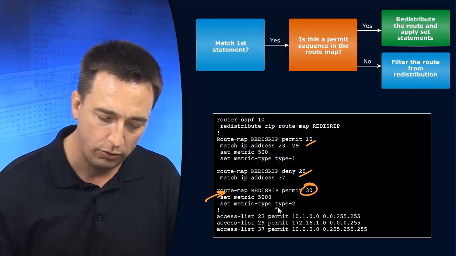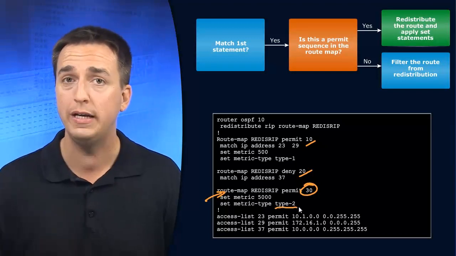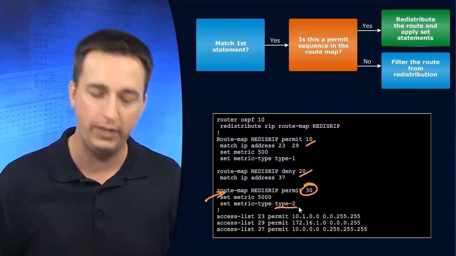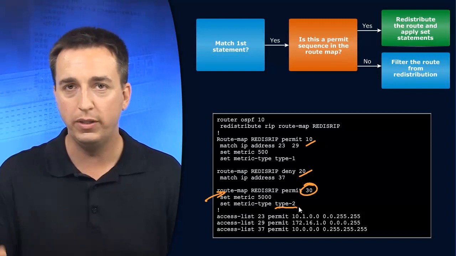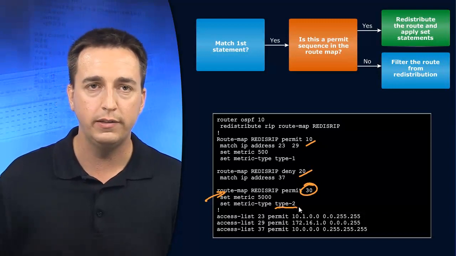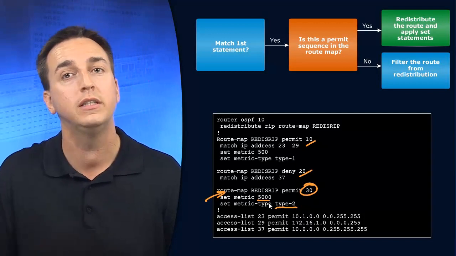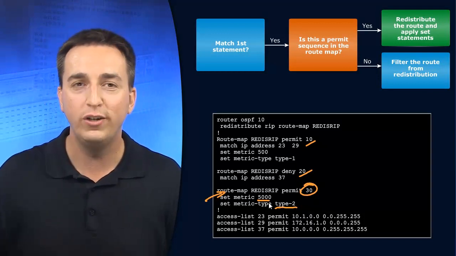Did we have to do type 2 here? No, we didn't, because that is the default for redistribution into OSPF. It will be type 2. So that wasn't necessary, but they put it in here anyways. But the metric, yeah, that's necessary if you want it to be 5,000 versus 20, which is the default.